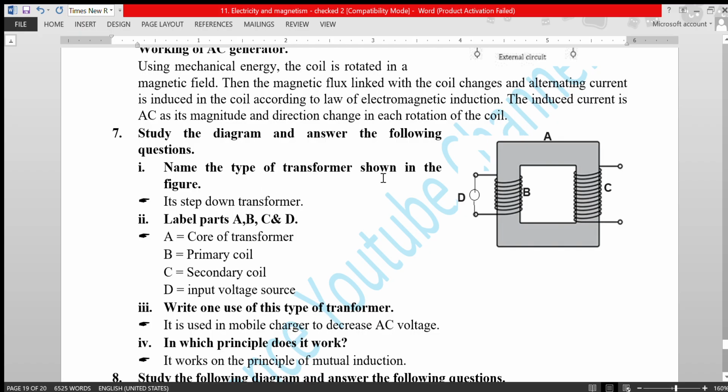Name the type of transformer. It is step up transformer because number of turns in secondary coil is more. That's why it is not step down. It is step up transformer.